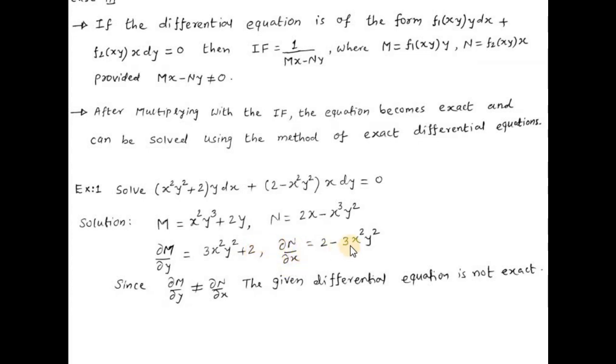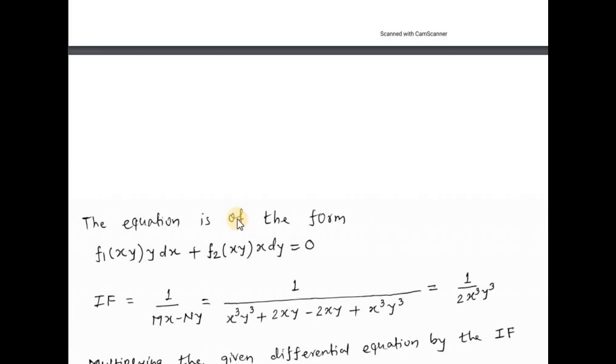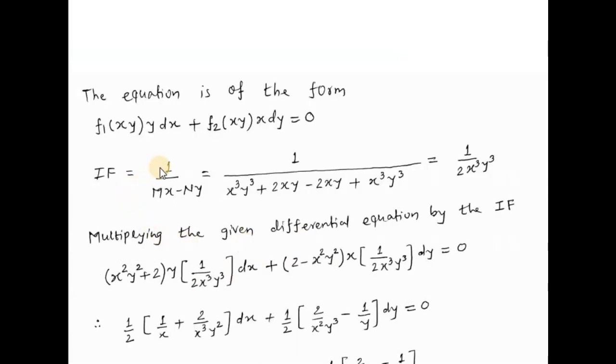So it will be 2 - 3x square y square, because the derivative of x is 1 and the derivative of x cube is 3x square, and y is constant so y square stays as it is. As you can see, del M by del y is not equal to del N by del x. Therefore the given differential equation is not exact. The equation is of the form f1(xy) y dx + f2(xy) x dy = 0, so the integrating factor is given by 1 divided by (Mx - Ny).